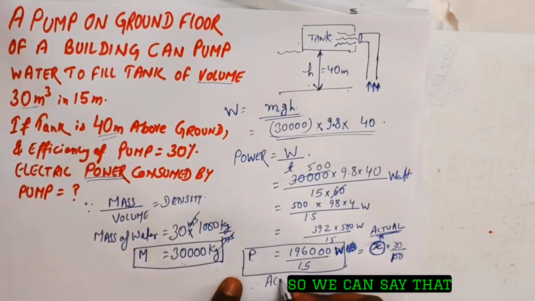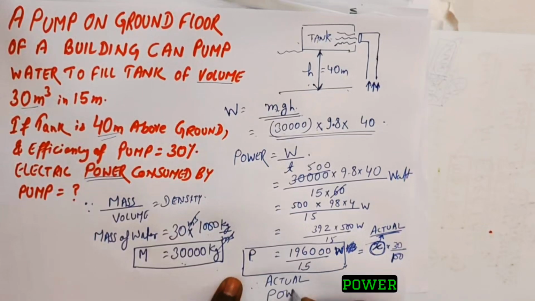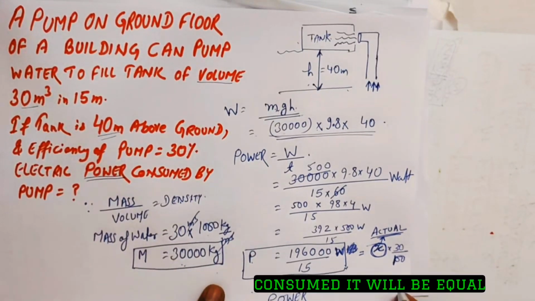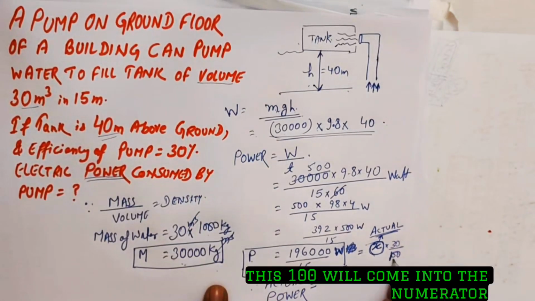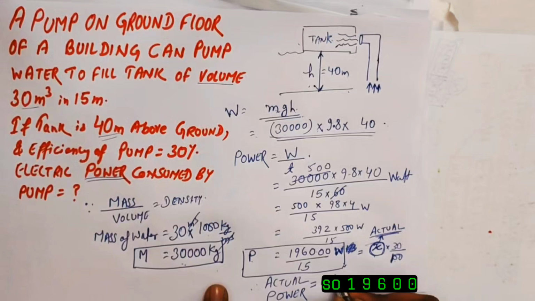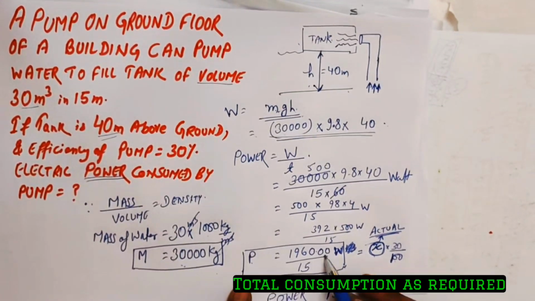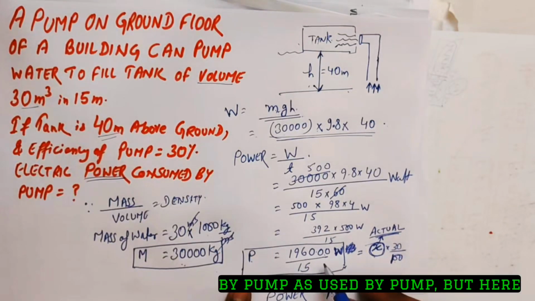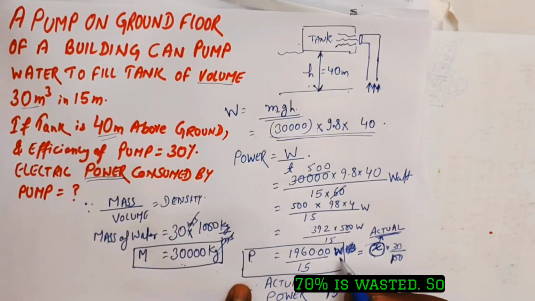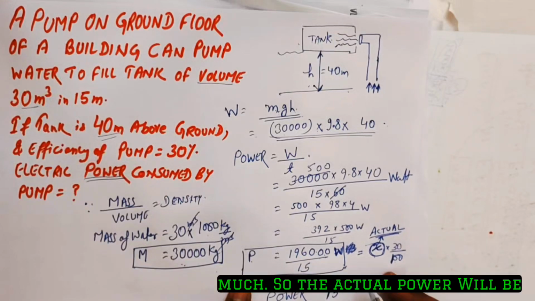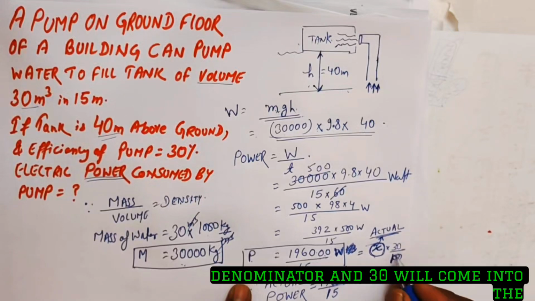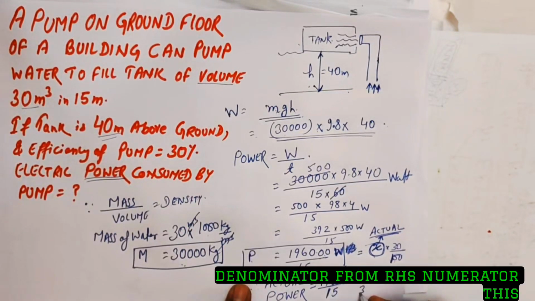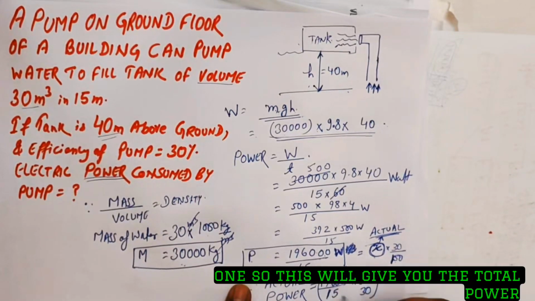So we can say that the actual power consumed will be equal to how much? This 100 will come into the numerator. So 196000 by 15 was your total consumption as required by the pump, but here 70% is wasted, so only 30% is this much. So the actual power consumed will have 100 coming into the numerator from the RHS denominator, and 30 coming into the denominator from the RHS numerator. This will give you the total power consumption, this much watt.